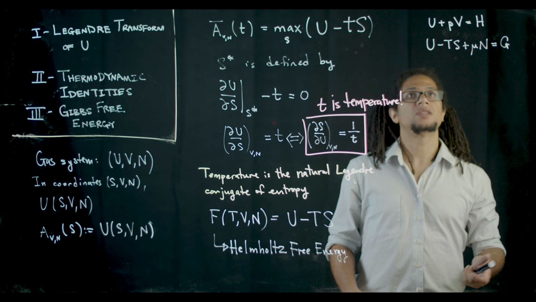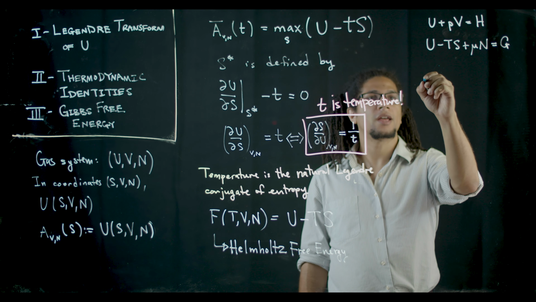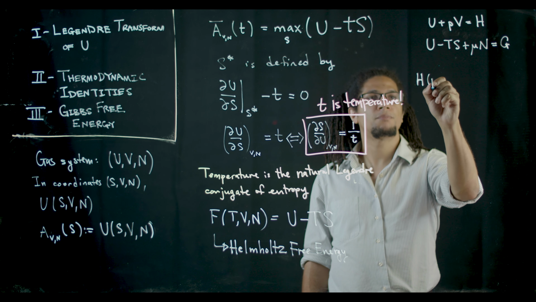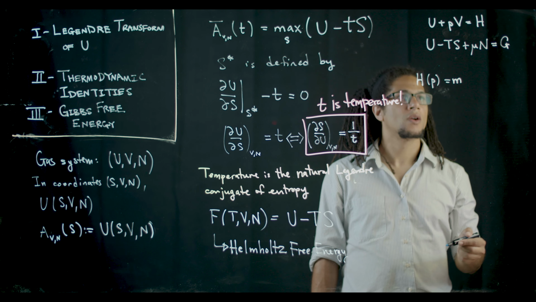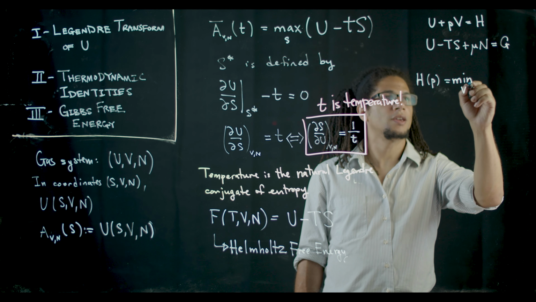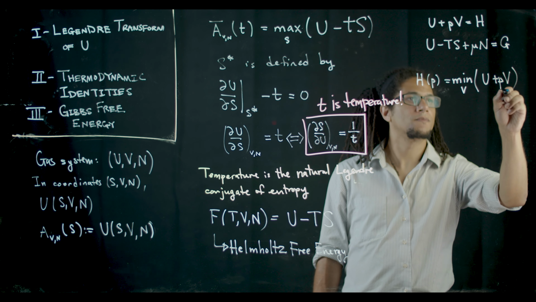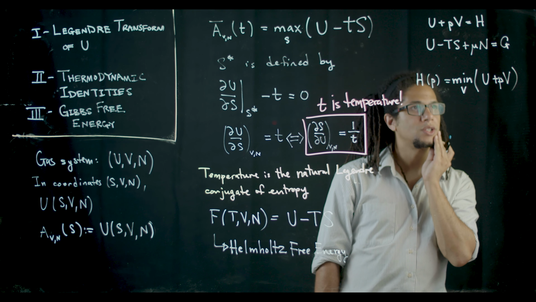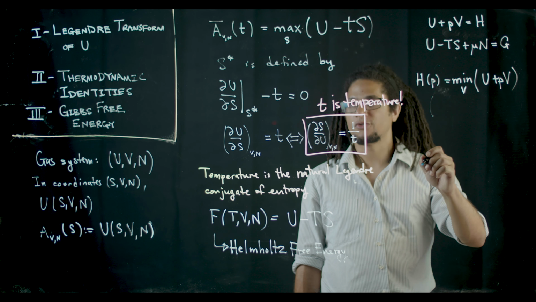I don't want to do this for all of these, but let's at least do it for H. So in this case, we have that H, and let me preemptively say of P, is equal to the, well, I guess it should be the min now over V of U plus PV. Again, this is all because of the weird opposite sign relationship here. Okay, and then we just do the exact same thing as we've done before.